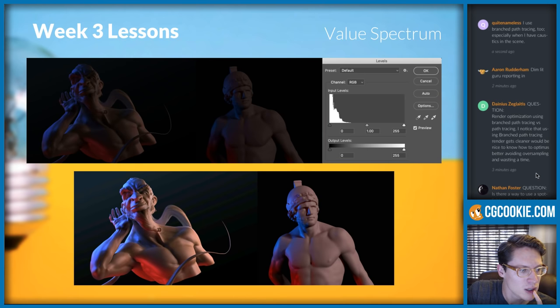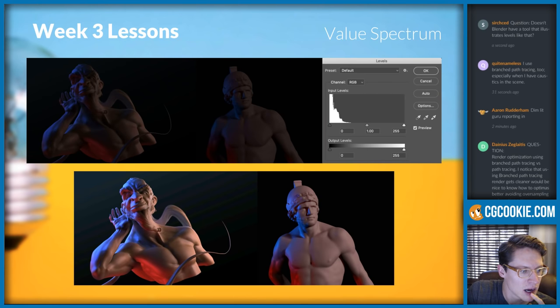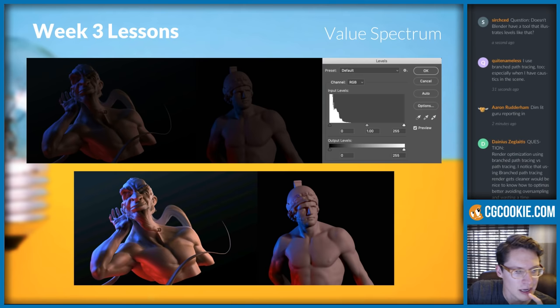Is there a way to use a spotlight on top to highlight a character? I mean, yeah, you can use a spotlight, and that would certainly add highlights to the character. Maybe I don't understand what you mean. It's not like a trick. You just add a spotlight and then see what happens. I personally don't use a lot of spotlights anymore. I use area lights, but spotlights are fine.